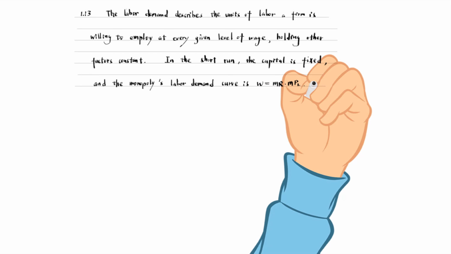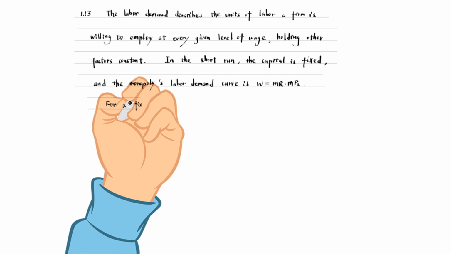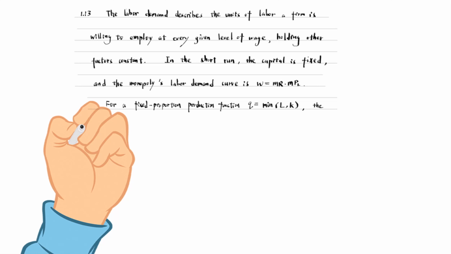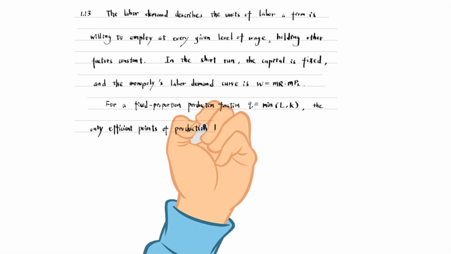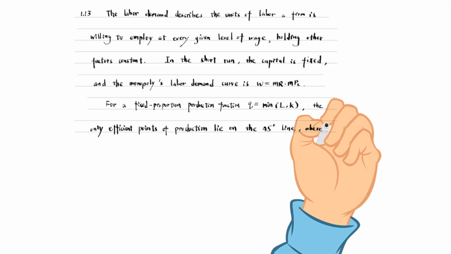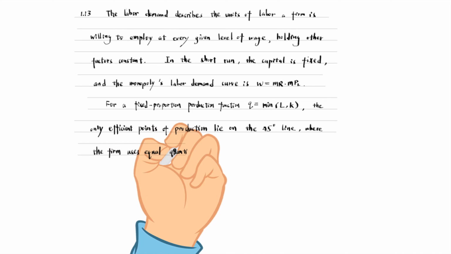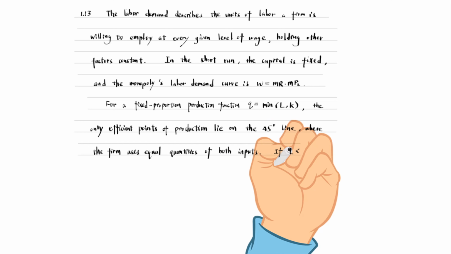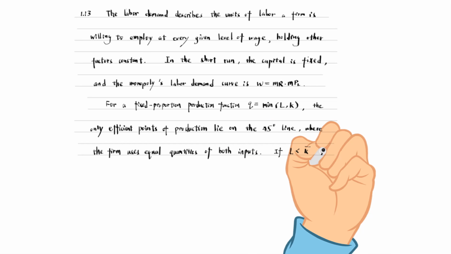and the monopoly firm's labor demand curve is W equals marginal revenue of product times marginal product of labor. We focus on the marginal product of labor. For a fixed proportion production function, the efficient points of production lie on the 45-degree line, where the firm uses an equal quantity of both inputs. If the labor is less than the fixed input capital, one more unit of labor results in one more unit of output until the two inputs are equal.